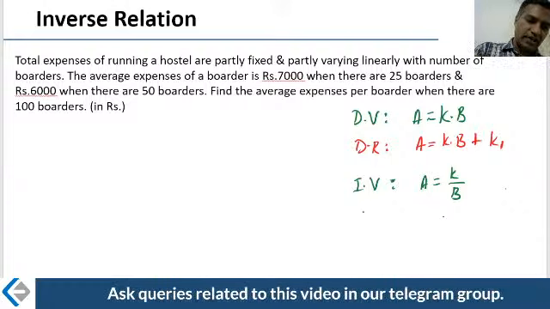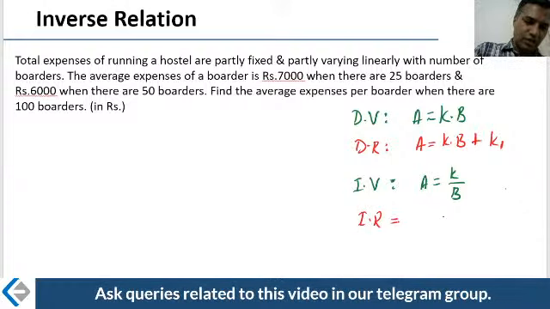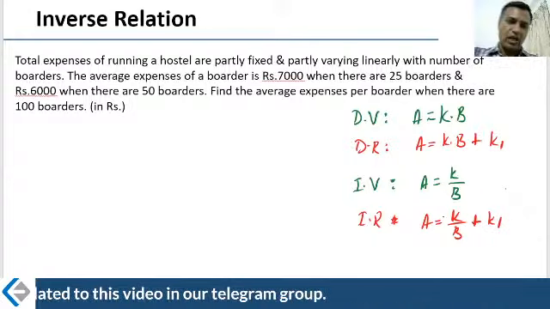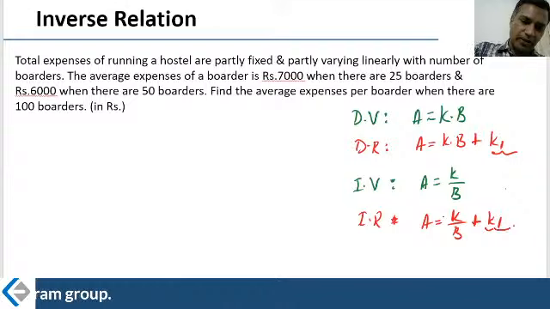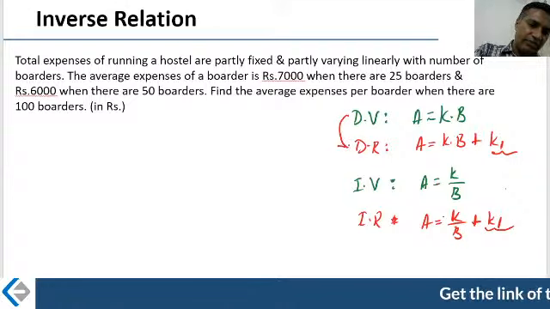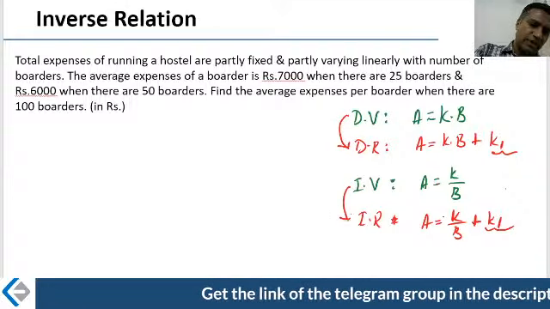What about the inverse relation? Inverse relation is nothing but A is equal to K by B plus K1. There is a little more constant factor to it. This constant factor is coming into play. That's the difference between direct variation and direct relation, inverse variation and inverse relation.